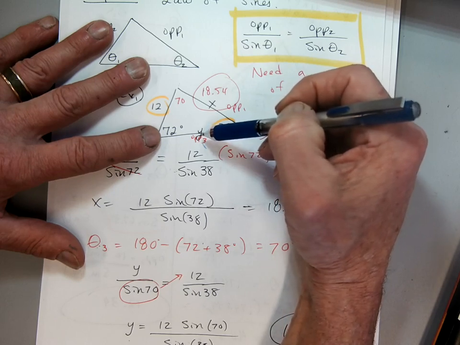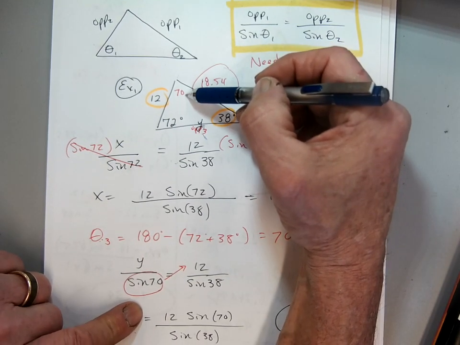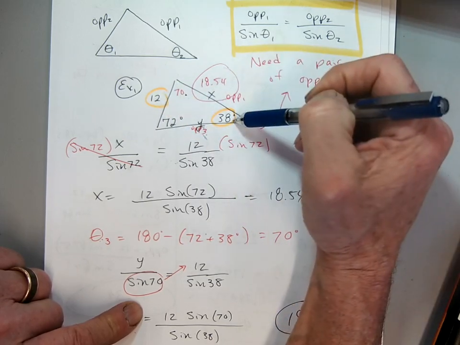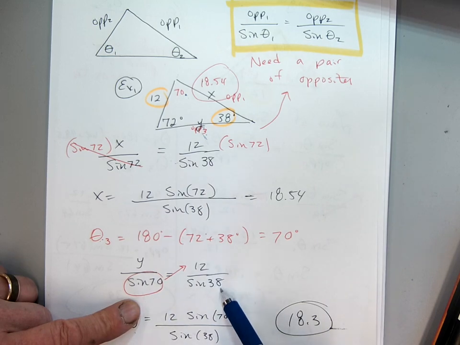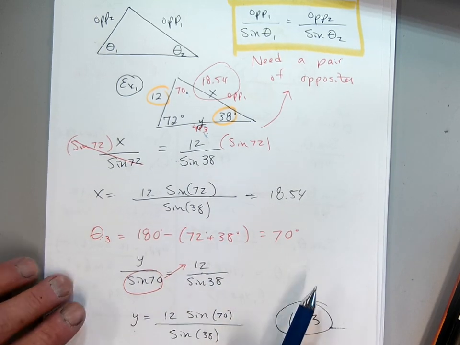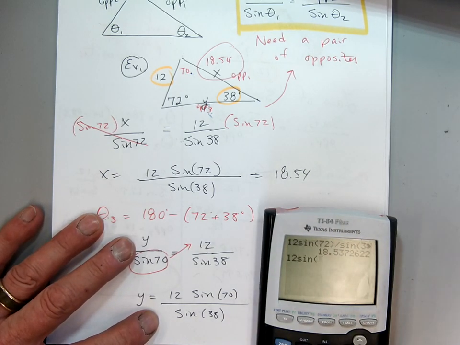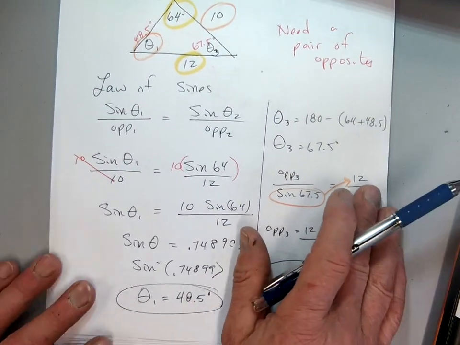So I go y over the sine of its angle, y over the sine of 70, and I use the 12 and the sine of 38, okay? So opposite side over the sine of its angle. Then I multiply by sine of 70. I use my calculator, 12 sine of 70 divided by sine of 38, and I get an answer about 18.3, okay? That's it.